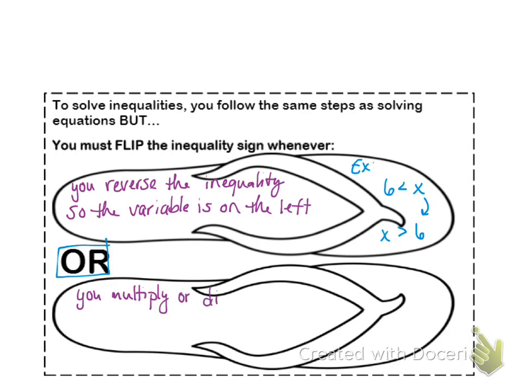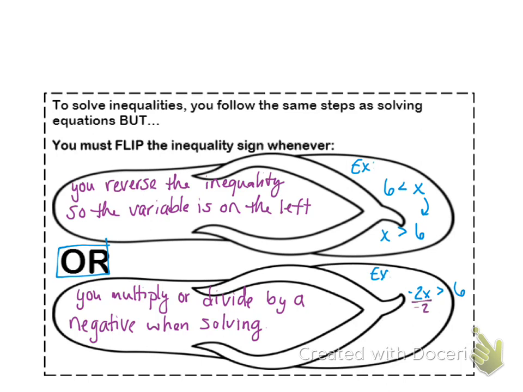Now, the second situation when you're going to need to flip the inequality sign is when you multiply or divide by a negative when solving. Let's look at an example of that. So, for example, I have negative 2x is greater than 6. And so to solve that, I would divide both sides by negative 2. And notice I'm dividing by a negative as I'm solving.